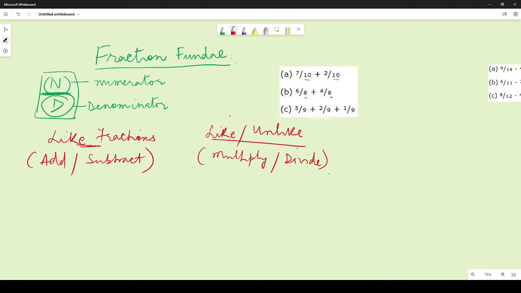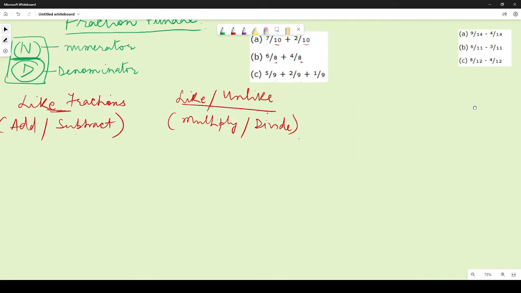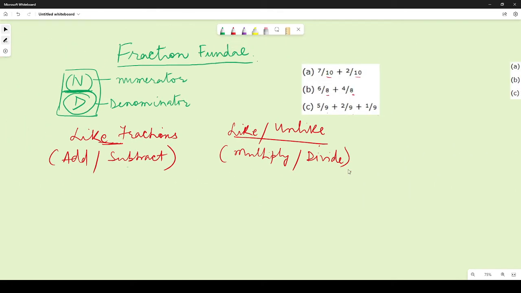But if they are not like fractions, suppose we get something like this. What is 1 by 3 plus 2 by 5? 7 by 8 minus 2 by 5. So what do we do? Not all the fractions are going to be like fractions, right? So in case they are unlike fractions, for addition and subtraction, this you need to remember.